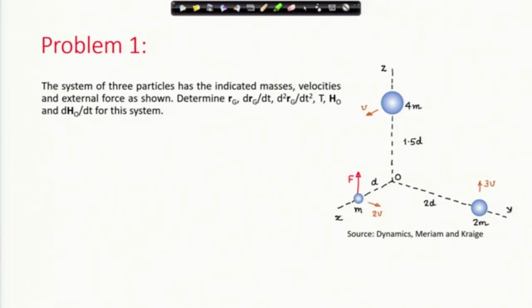Determine r_G, the position vector of the center of mass; dr_G/dt, the velocity of the center of mass; d²r_G/dt², the acceleration of the center of mass; capital T, the kinetic energy of the system; capital H_O vector, the angular momentum of this system about O; and dH_O/dt, which is the rate of change of angular momentum of the system about O.